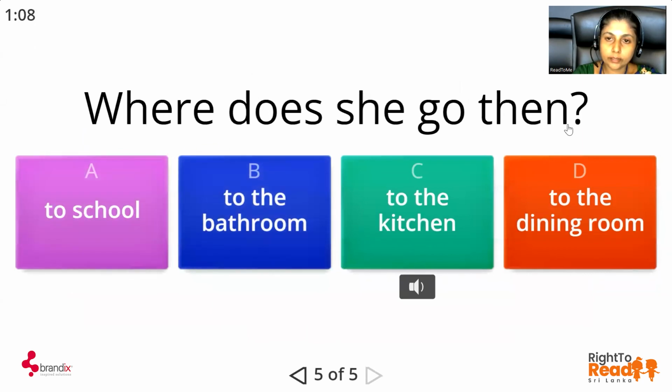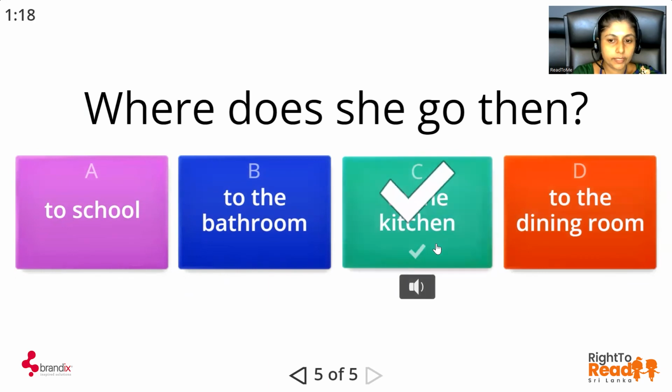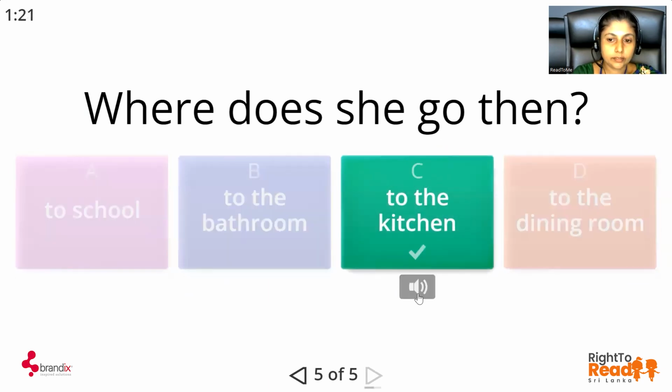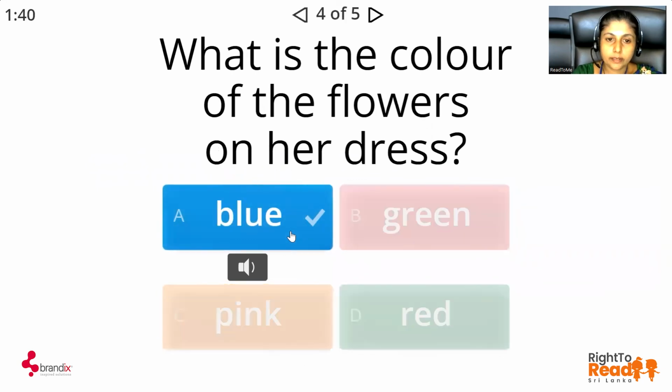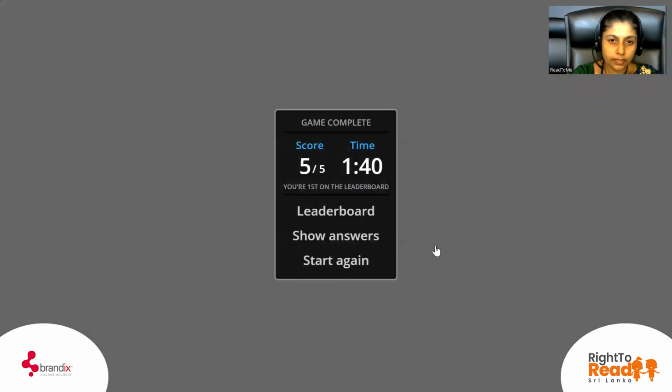Where does she go then? To school, to the bathroom, to the kitchen, to the dining room. What is the answer? Yes, to the kitchen. Okay. What is the color of the flowers on her dress? Blue, green, pink, and red. Is it green? Red? No. Blue. The answer is blue.